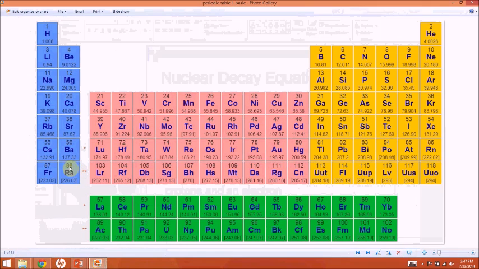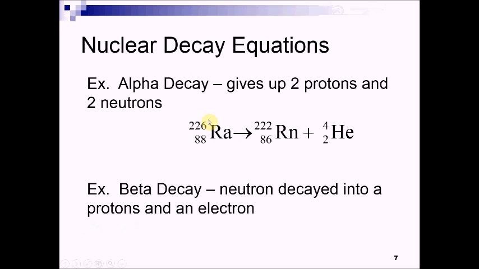Where's that 88 coming from? Well, that 88 of course is the atomic number. That's the number of protons that is always in radium. Remember, the number of protons won't change for your element. And then the mass at the bottom here says 226, which means that we are talking about the most common mass of radium.